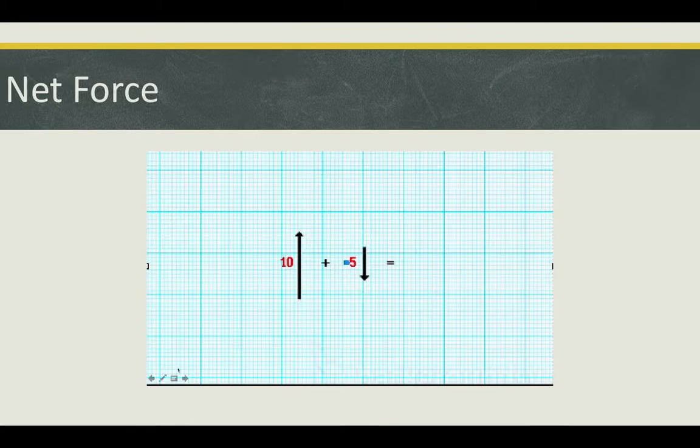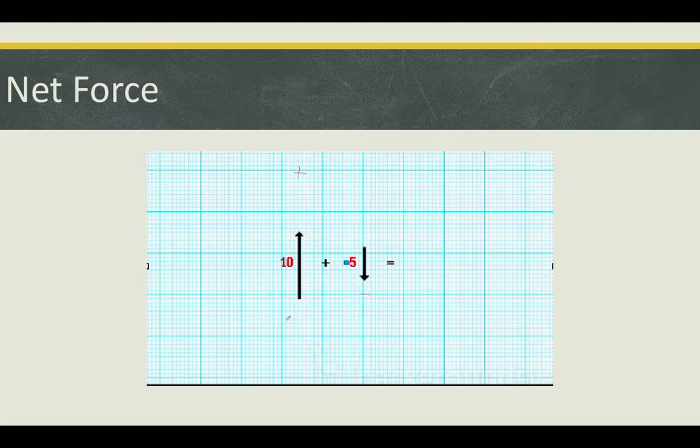Let me go ahead and show you another example of finding net force. In this particular example, we're finding the net force of two forces in the vertical or up and down axis. This first one has a value of 10 newtons pointing up, which is a positive direction. Going up is positive. And then the next force is 5 newtons pointing down. However, that will be in the negative direction.